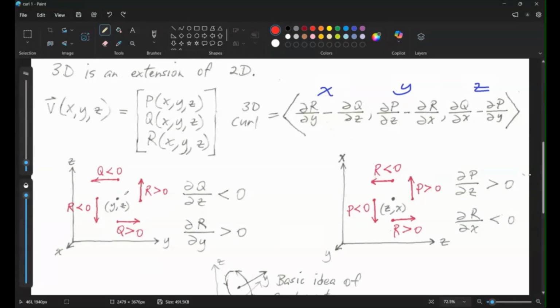So if we're thinking of partial R partial y, what's happening with these as y is moving in the positive direction? Well, R goes from being negative to positive, which means it's a positive slope. Now if we think of partial Q partial z, Q is moving in the y direction. So what happens to the y direction as we move positively in the z direction? Well, it goes from positive to negative, so it's a negative slope.